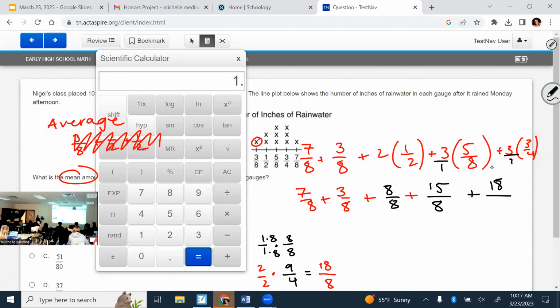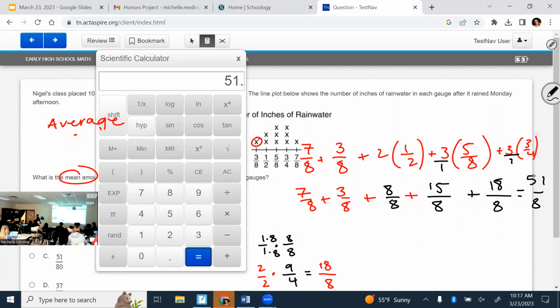All right, now that they all have the same denominator, I can add them straight across, because the denominator is still gonna be 8. At least for now. So then I have... And always clear your calculator before you start. 7 plus 3 plus 8 plus 15 plus 18 is 51. So I have 51/8. Now, don't forget, because all we did so far is add them.